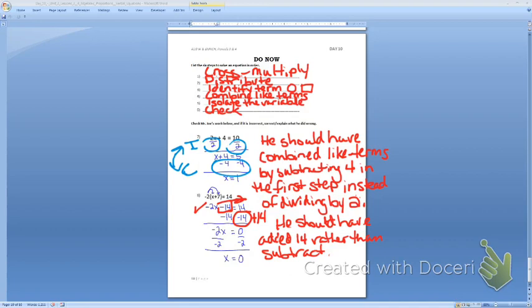So that's the end of Do Now. Go ahead and continue to the front page to begin the lesson.